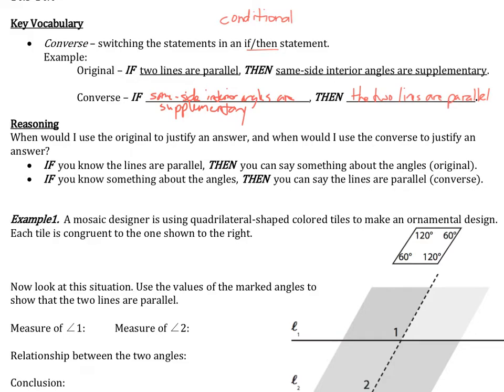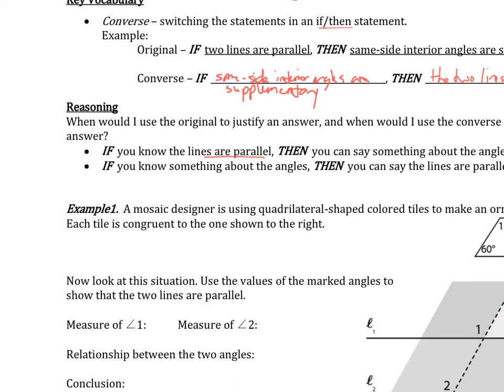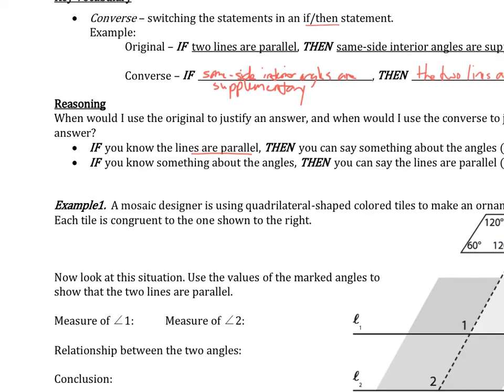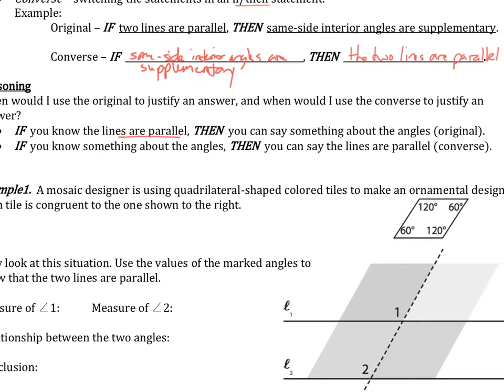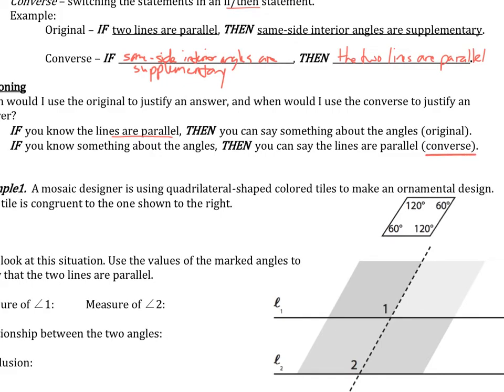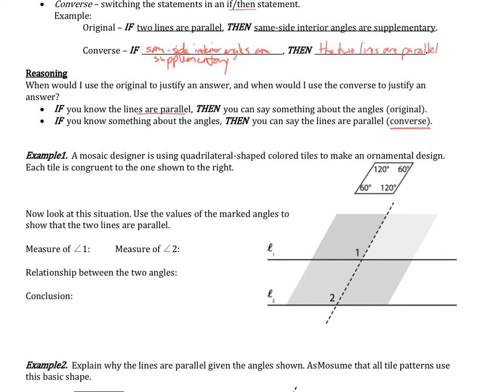So it depends on the situation and what you're given. If you're given the fact that the lines are parallel first, then you would be using the original statement. Versus if you don't know that they're parallel and you're trying to prove that they're parallel, then you would have to use the converse.